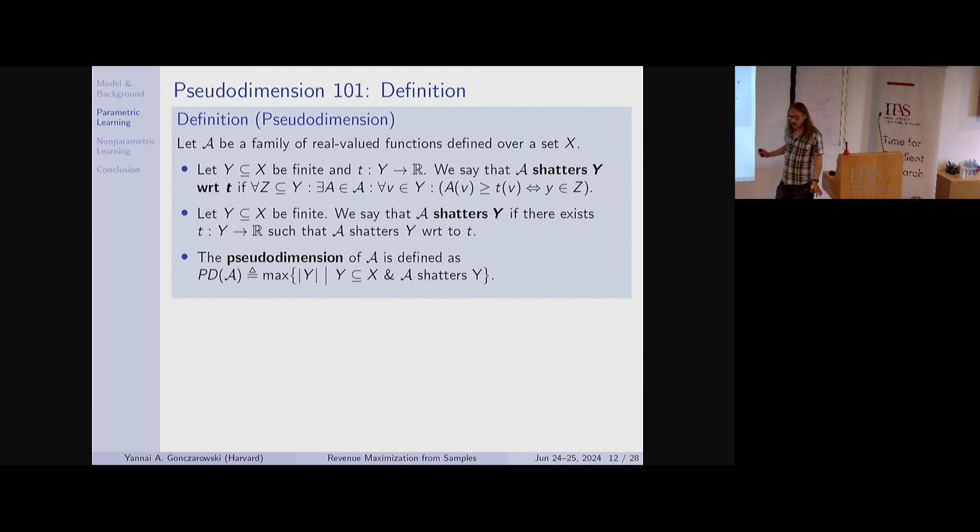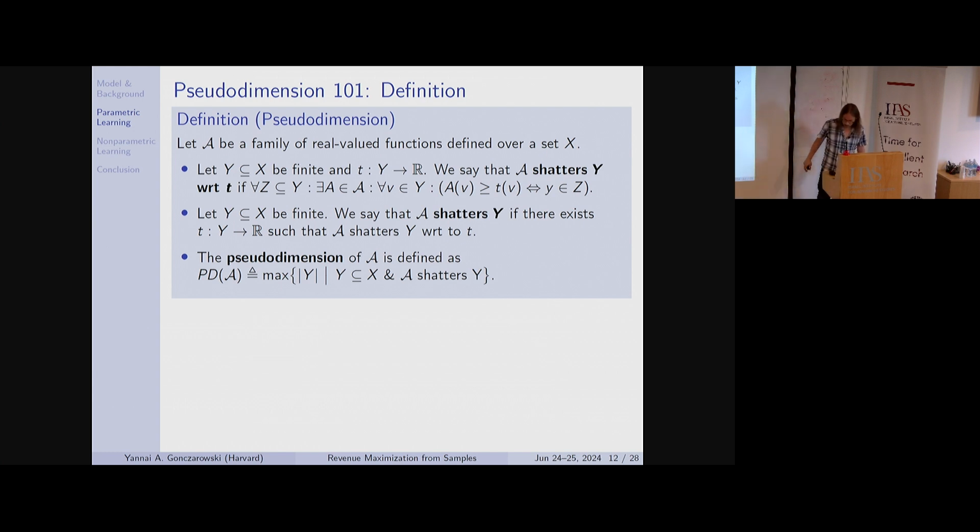So this is the pseudo dimension, and miraculously, as I've shown you in the previous slide, this translates directly into a sample guarantee, how many samples we need in order to estimate the revenue of all auctions in this bank. So I realize this is a mouthful.